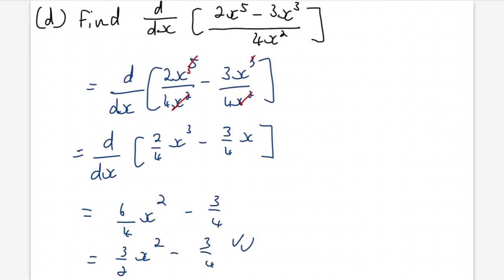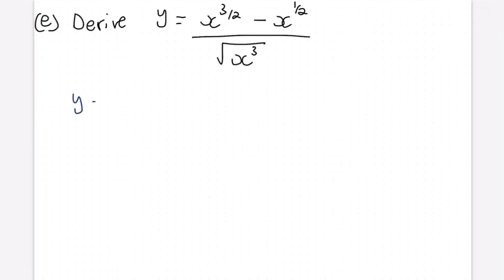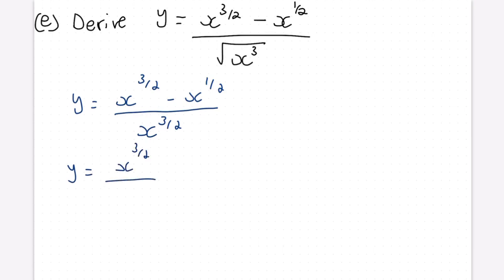All right, let's do a few more examples. What if you had here that y is equal to x to the 3 over 2 minus x to the half over square root of x to the 3. Pause the video and give it a try. So the very first thing that I'll do is I'd like to change that denominator into a form that's a bit more palatable, or something I can work with a bit more. So I'll write it as x to the 3 over 2. Then I'm going to write x to the 3 over 2 over x to the 3 over 2 minus x to the half over x to the 3 over 2. Okay, now this just cancels away and I'm left with 1, all right?